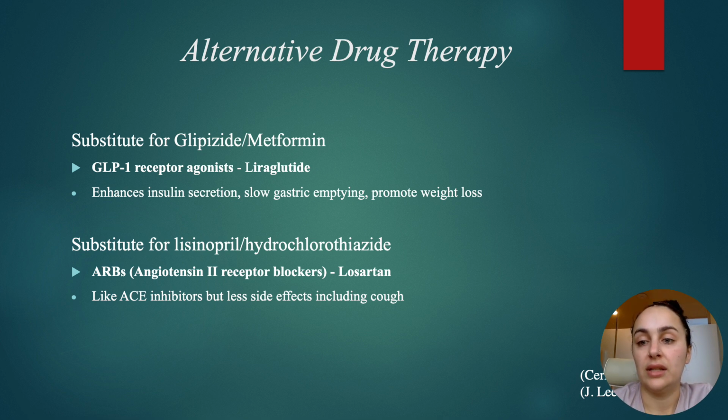Liraglutide is a GLP-1 receptor agonist used to treat type 2 diabetes and reduce cardiovascular risk. It is administered as a once-daily subcutaneous injection. It stimulates insulin secretion and suppresses glucagon in a glucose-dependent manner, slowing gastric emptying and promoting weight loss.